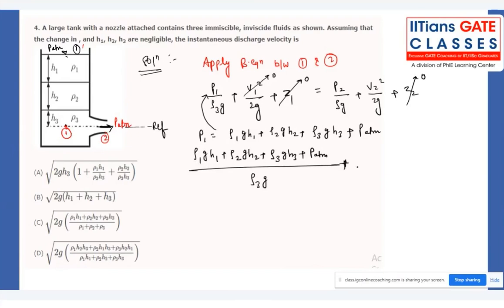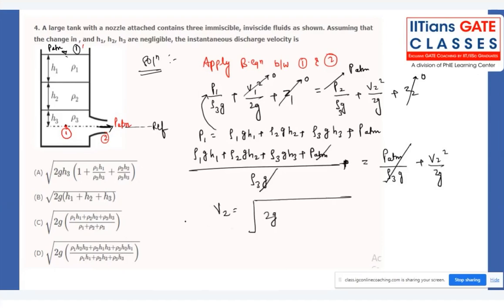What about velocity V2? That we need to find, right? That is equal to P2, which is P atm, divided by rho 3 g, plus V2 square divided by 2g. When you plug in the values, P atm by rho 3 g cancels out. So here V2 you will get as the square root of 2g by rho 3 times (rho 1 g h1 plus rho 2 g h2 plus rho 3 g h3).